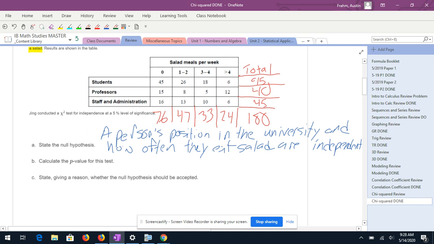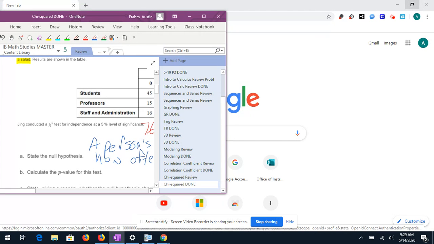Part B says calculate the p-value for this test. Now, thinking back to when we did the chi-squared test, the p-value is a number that we get from doing the chi-squared calculation. So this is the long process on your calculator. You're going to see before I started this video that I already wrote the totals on the table because they weren't given to me. So that's step 1. You should write out the totals of each row in each column because we will need them in order to calculate the p-value.